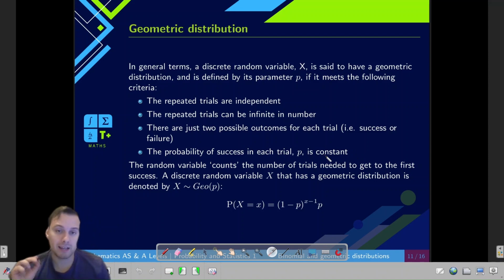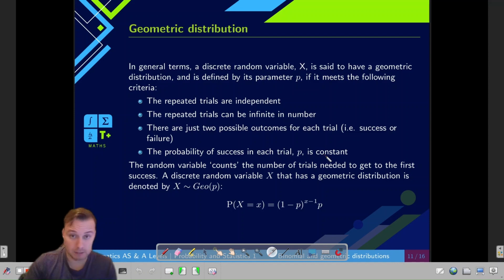So what we're doing now is getting a variable that counts how many trials we need to get the first success. That variable is distributed geometrically, and we write it like this: X is distributed as Geo(p). The formula to calculate the probability, also given in the list of formulae, is P(X = x) = (1 minus p) raised to the power of x minus 1, meaning that in every previous attempt to x we don't get a success, times p, meaning that we finally got a success.